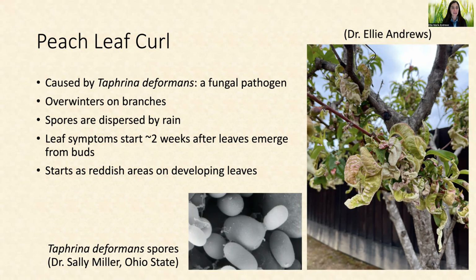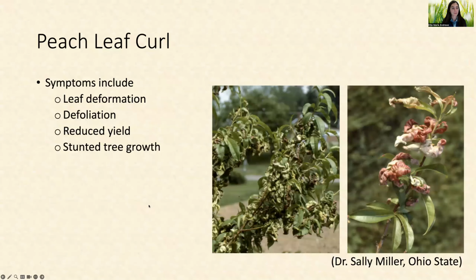This is a disease caused by Taphrina deformans, which is a fungal plant pathogen. It overwinters on branches in peach trees, and the spores are dispersed by rain. The leaf symptoms really start to appear around 2 weeks after leaves emerge from the buds in the spring. So, as we move towards spring, this is just something to have on your radar. It tends to start as reddish pink areas on developing leaves, like you can see in this photo here. Also, I included a photo of Taphrina deformans spores because I think they're really fascinating. These get dispersed by rain, like I mentioned, from leaf to leaf.